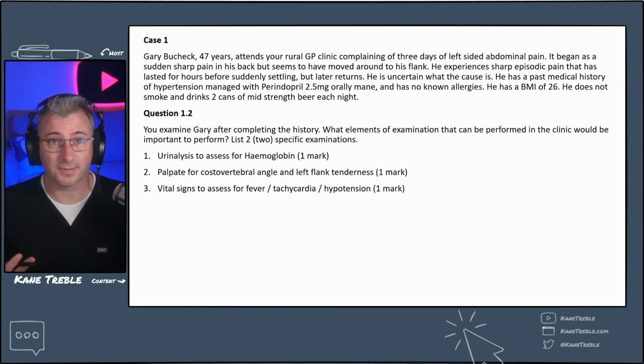So, urinalysis to assess for hemoglobin. It's a bit of a controversy, whereas would this be examination or investigation? I've seen this in practice questions and been an accepted answer. So I would put that down.